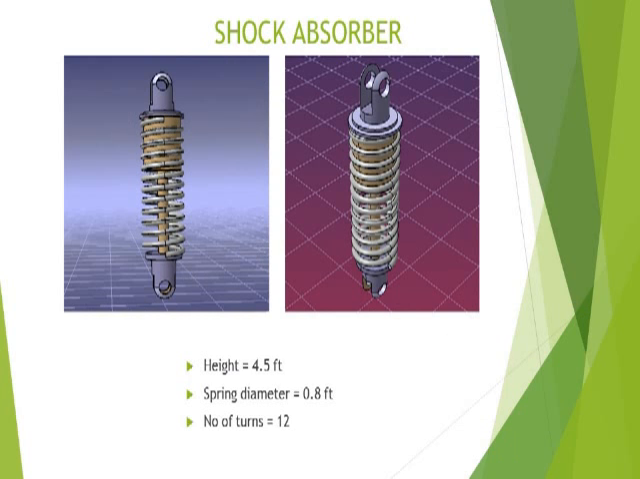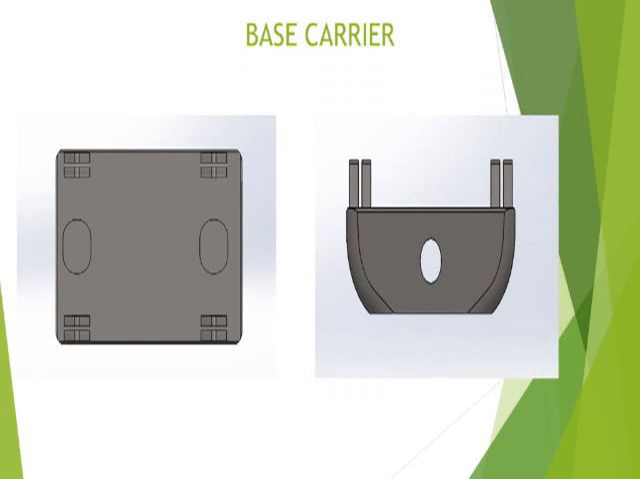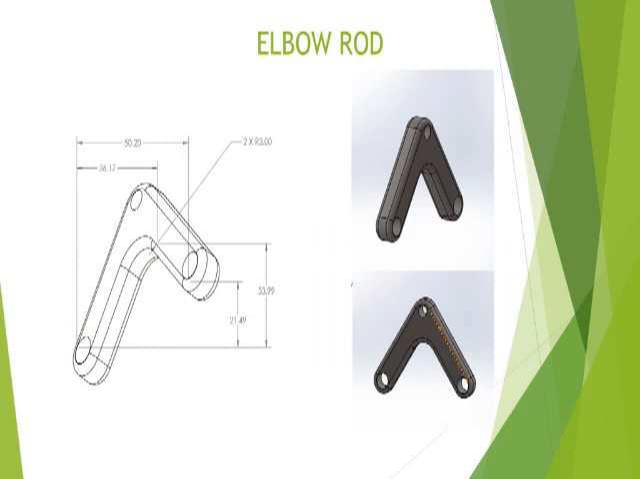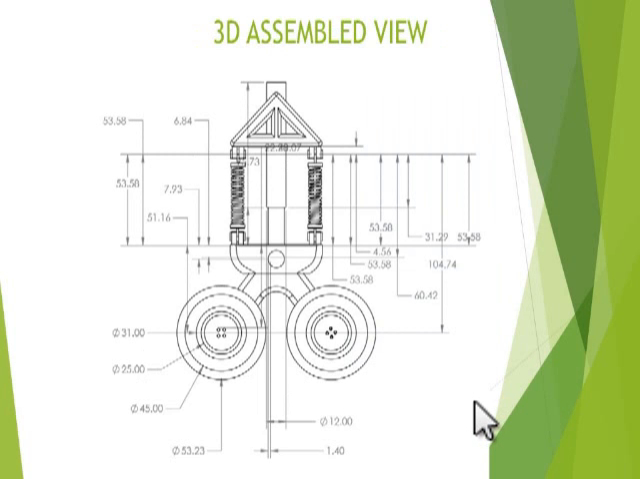This is the anchor arm which we have developed. These are the dimensions of the anchor arm. This is a 3D model of the anchor arm which we have developed in SolidWorks. This is the shock absorber. The height of the shock absorber is 4.5 feet and the spring diameter is 0.8 feet. Number of turns is 12. The function of the shock absorber is to capture the shock from the landing gear at the time of landing.